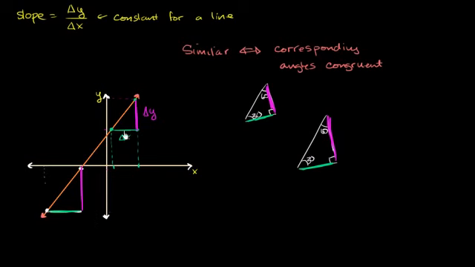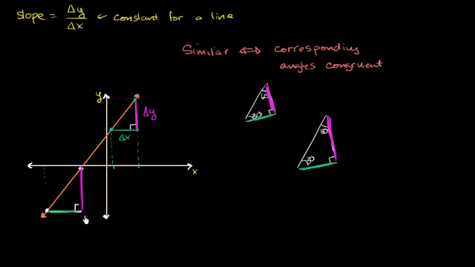So the first thing we know is that both of these are right triangles. These green lines are perfectly horizontal. These purple lines are perfectly vertical, because the green lines go in the horizontal direction and the purple lines go in the vertical direction. So let me make sure that we mark that. We know that these are both right angles, so we have one corresponding angle that is congruent. Now we have to show that the other ones are.